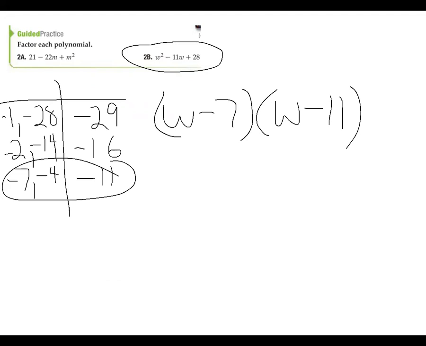See, that's why it's important to check. I accidentally wrote the 11 there and didn't see it till I checked it. It should have been -4. Okay, so let's do that FOIL again. So w times w is w squared, we're good there. W times -4 and -7w is going to give me -11w, and -7 times -4 gives me positive 28. So I know it's good.